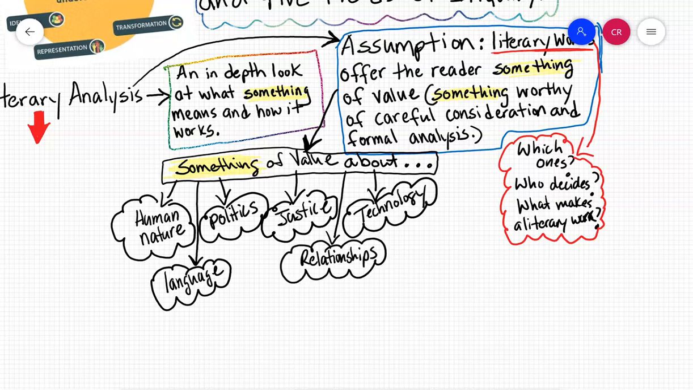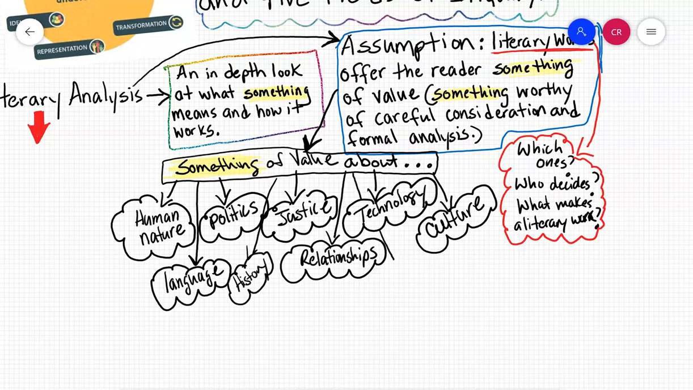Maybe it has something to say about relationships, like in Of Mice and Men, a novel that deals with the relationship of 2 best friends. It might have something to do with culture. If you listen to the music of Kendrick Lamar, he deals a lot with this idea of culture. It might have something to do with history. I'm watching a TV series now called Man in the High Castle that deals with history and asks the question, what if, with history.